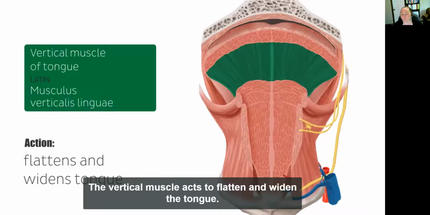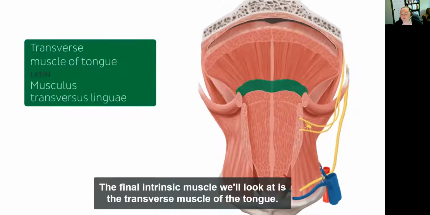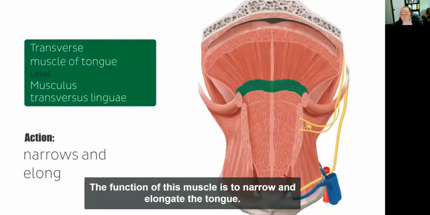The final intrinsic muscle we'll look at is the transverse muscle of the tongue. This muscle passes laterally from the lingual septum on either side. The function of this muscle is to narrow and elongate the tongue.